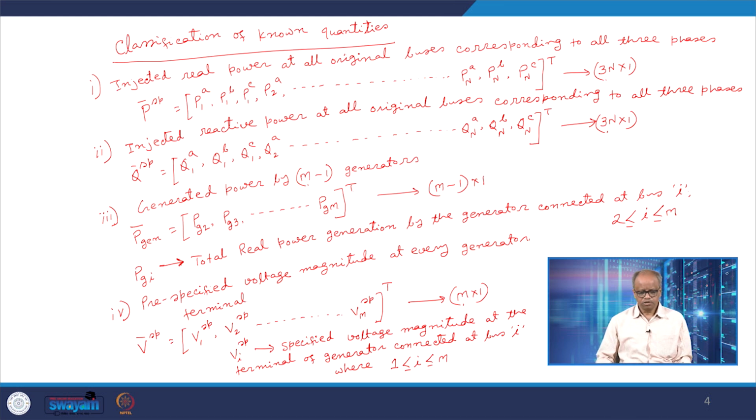So we have got the details of all unknown quantities as well as the known quantities. Now our task is to find the mathematical relation between these known quantities and the unknown quantities. Essentially these mathematical relations will give us the required equations, and we will have to solve those equations to calculate the unknown quantities. So the next topic is the equations.